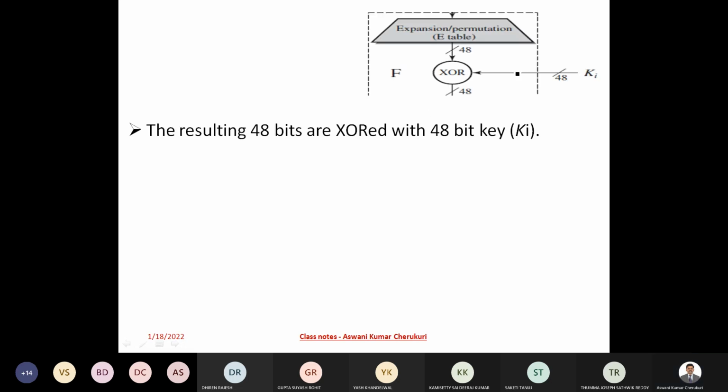So when you perform this second step, what you are doing is a bitwise XOR operation of the expanded 48-bit with the 48-bit key. This is a fairly simple step, right? Is there any complexity in this step? No, sir. It's fairly simple, right? This is the second step. What is the third step?